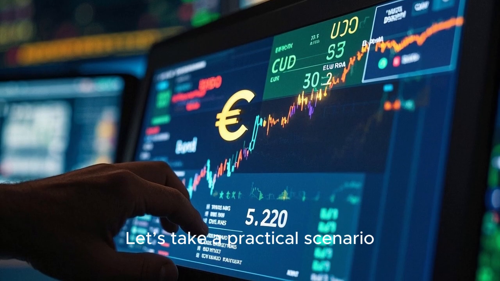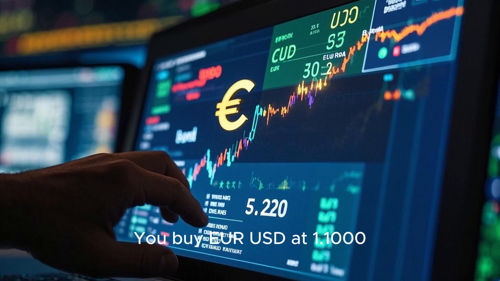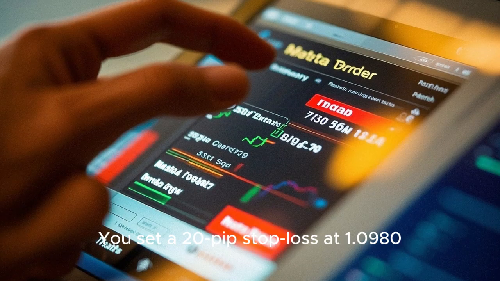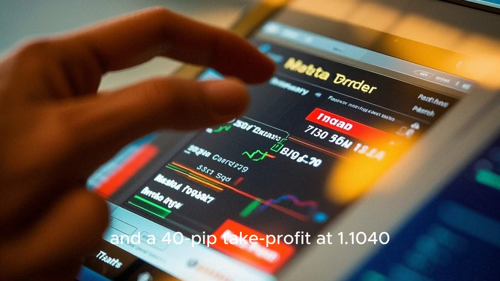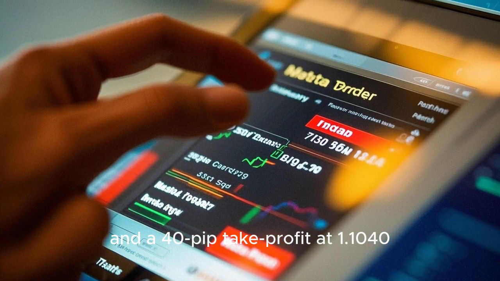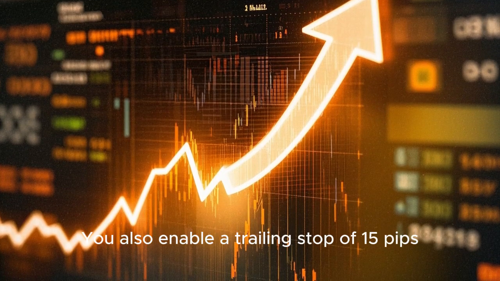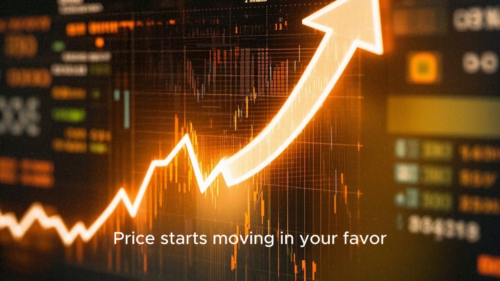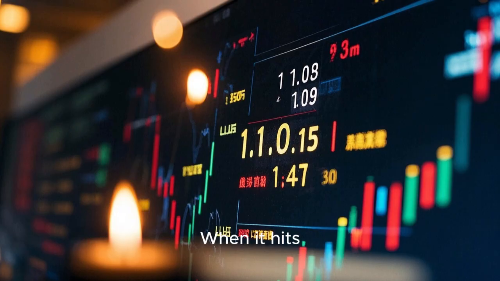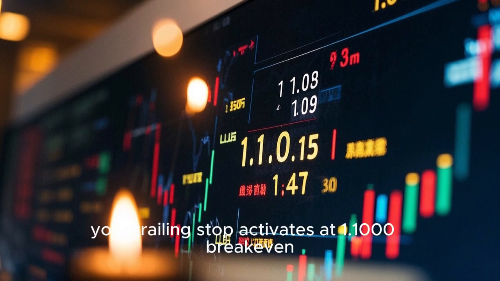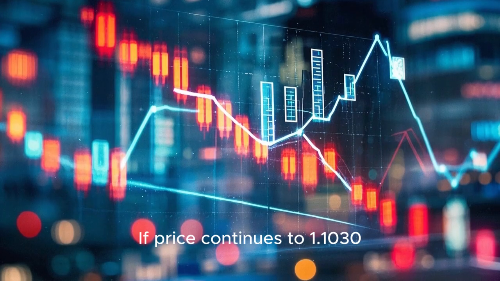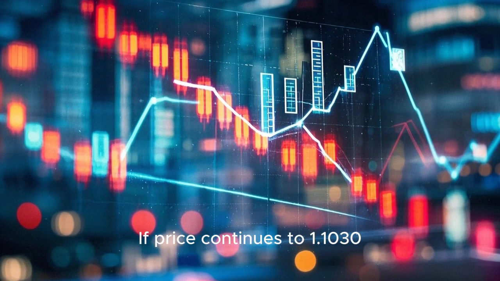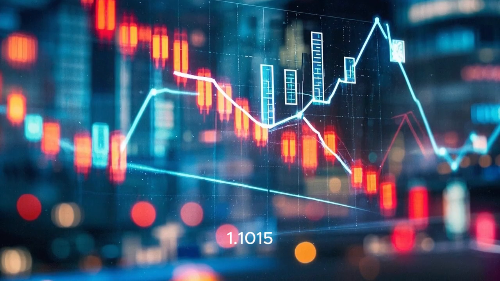Let's take a practical scenario. You buy EUR/USD at 1.1000, you set a 20 pip stop loss at 1.0980, and a 40 pip take profit at 1.1040. You also enable a trailing stop of 15 pips. Price starts moving in your favor. When it hits 1.1015, your trailing stop activates at 1.1000 break-even. If price continues to 1.1030, your stop moves to 1.1015.